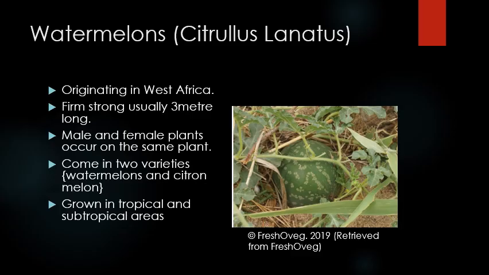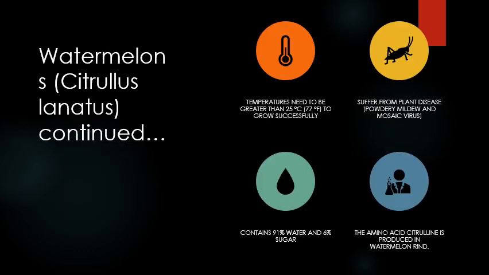Watermelons originate in West Africa and they are firm, strong, usually 3 meters long, and male and female flowers occur on the same plant. They come in two varieties, which are watermelons and citron melon. They grow in tropical and subtropical areas, which means they usually grow in hot areas where there is mostly heat. In order for the watermelon to grow efficiently, temperatures need to be greater than 25 degrees, or 77 Fahrenheit. They suffer from plant diseases, powdery mildew, and mosaic virus.